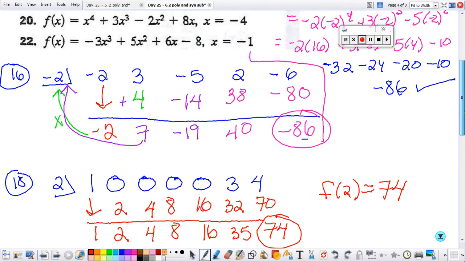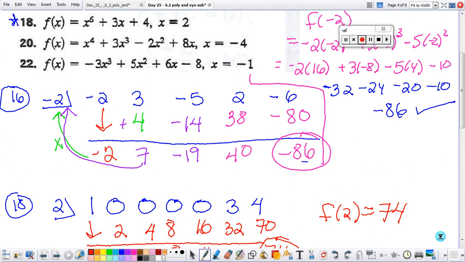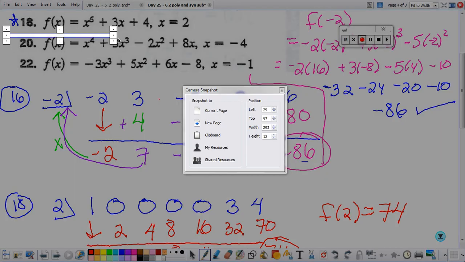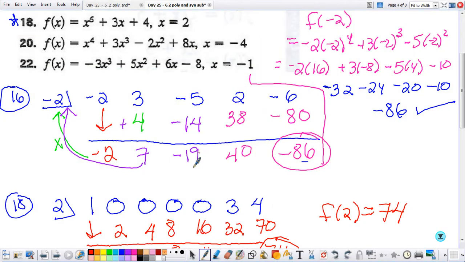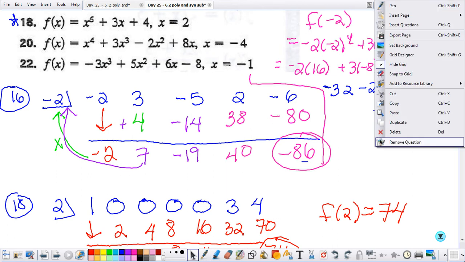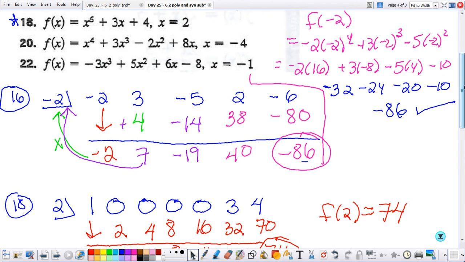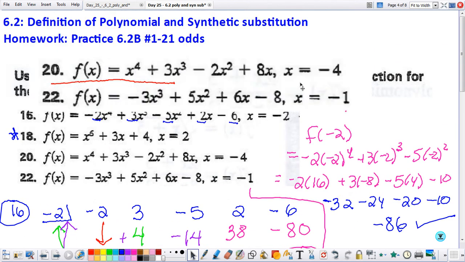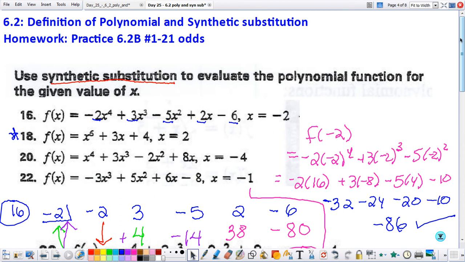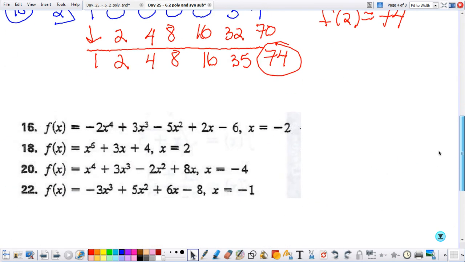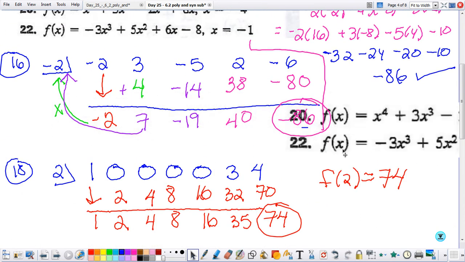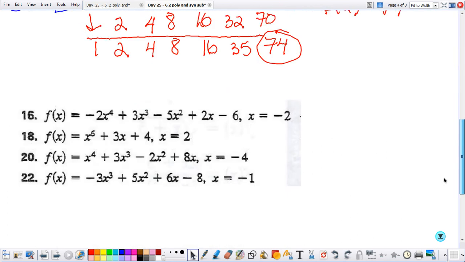Okay, so we're going to pause the video here. You try 20 and 22. I'm going to move them to the bottom of the screen so I can do them. Oh look, I already have them down there. Okay.